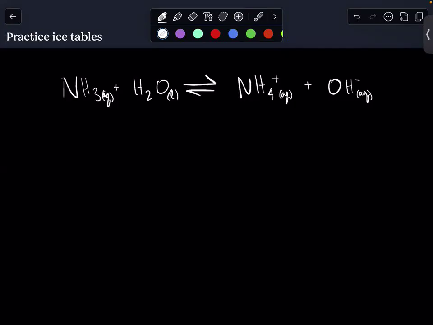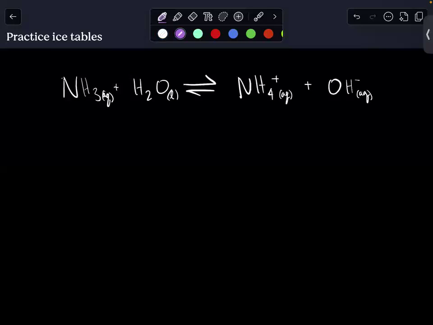Now, generally when we do ICE tables, we are talking about two separate situations. Either we have some known values for equilibrium and initial conditions, or we do not have known values for our equilibrium conditions, but we know our equilibrium constant. So first off, what does I stand for in an ICE table? Well, I stands for initial, C stands for change, and E stands for equilibrium.